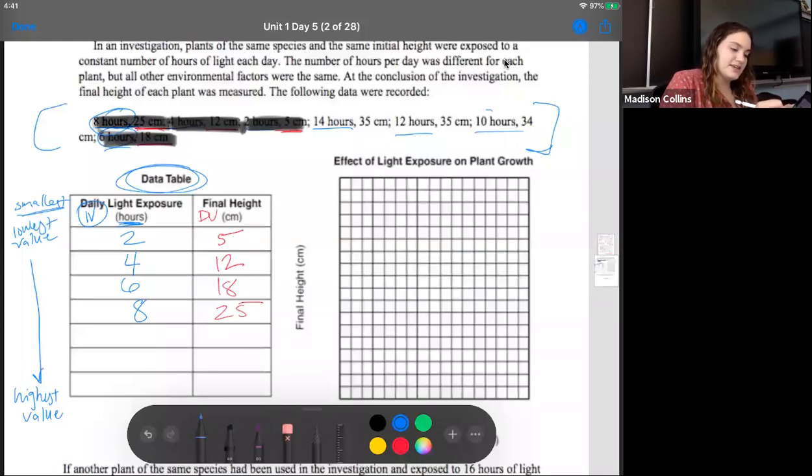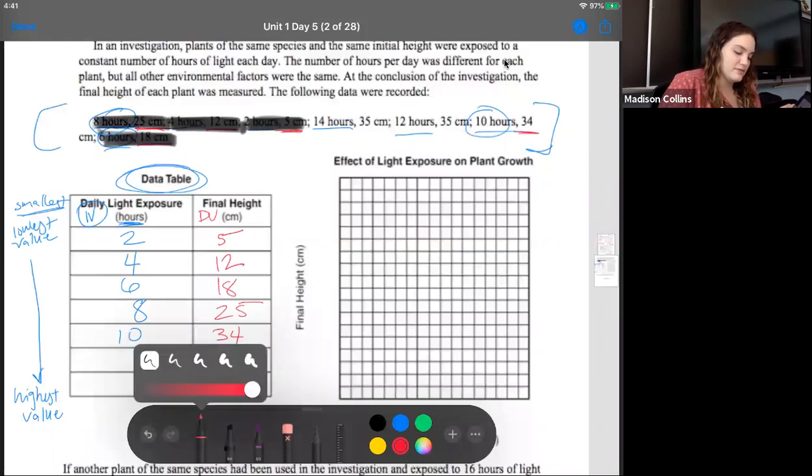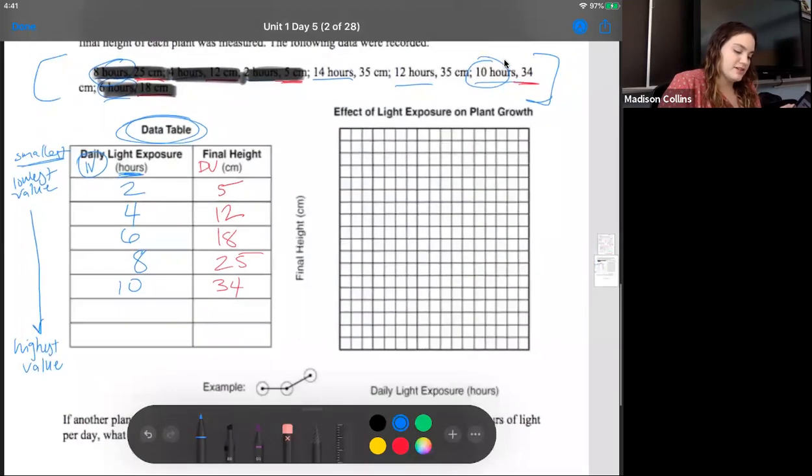Next biggest is 10 hours. That is associated with 34 centimeters. Cross it out when you're done. Next up, we've got 12 hours associated with 35 centimeters. And finally, our highest or largest value is 14 hours. And that is associated with 35 centimeters.